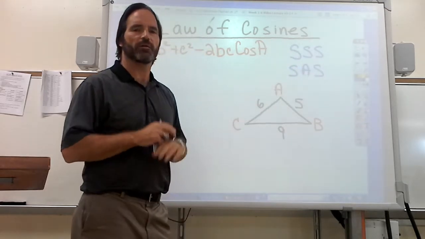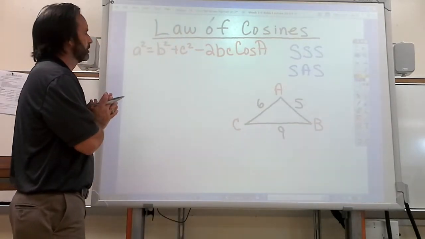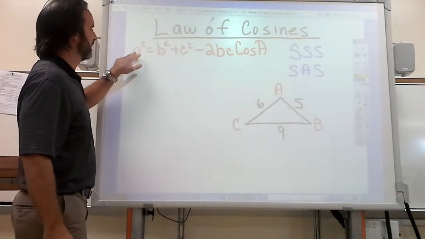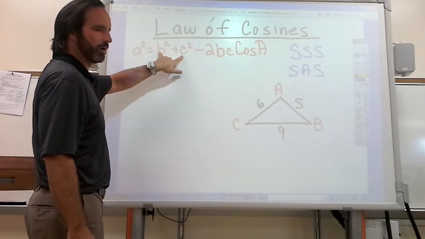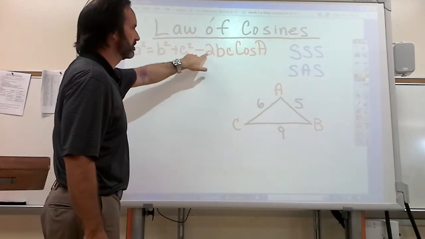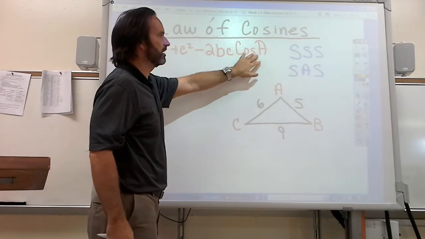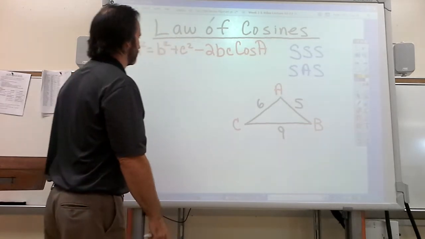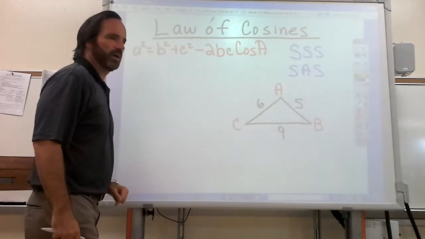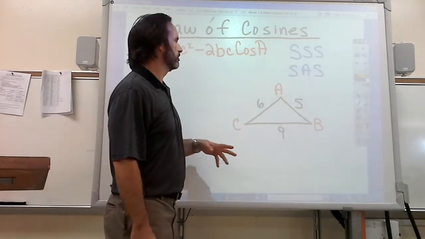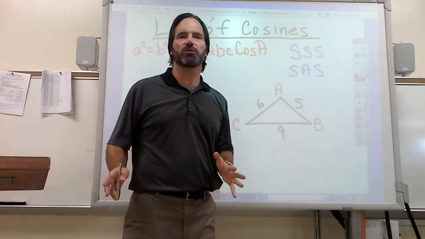First, let's talk about side, side, side. Okay? Here's a generic law of cosines: a squared, one of the sides squared, equals the other two sides squared, b squared plus c squared minus 2 times b times c, and then the cosine of angle A. So whatever's on the left of the equal sign matches up with the angle. Okay? So for side, side, side, you have to use law of cosines.